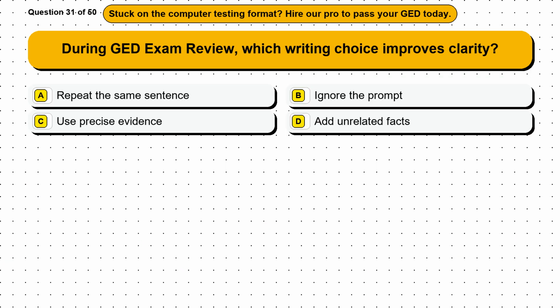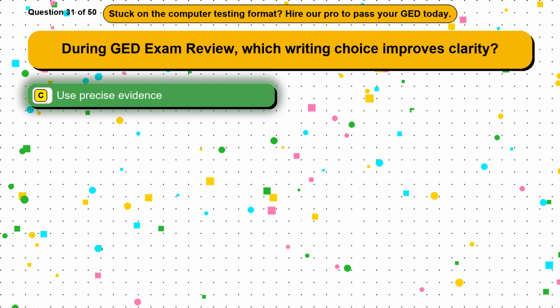Question 31. During GED exam review, which writing choice improves clarity? Option A, repeat the same sentence. Option B, ignore the prompt. Option C, use precise evidence. Option D, add unrelated facts. The correct answer is option C.